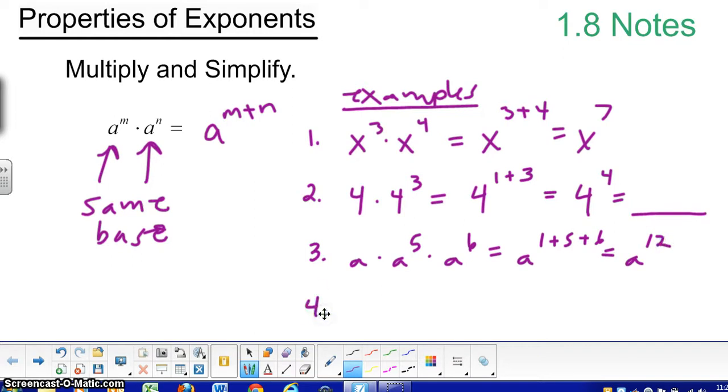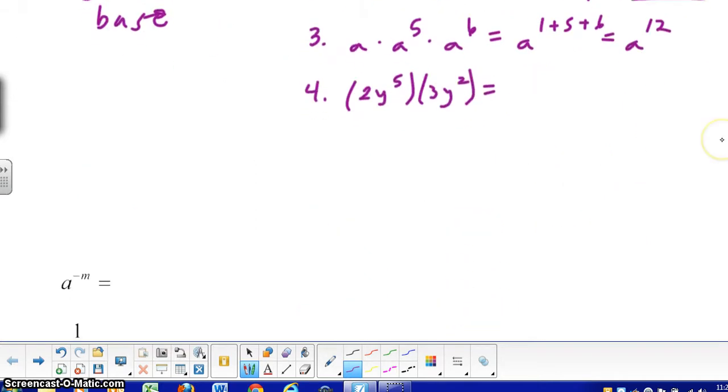Now, when you're dealing with parentheses, you're going to see examples like this. We have 2y to the 5th and 3y squared. On this type of problem, you're going to notice that there are y's that are common. The 2 and 3 are separate from them. So I'm going to go ahead and take those apart.